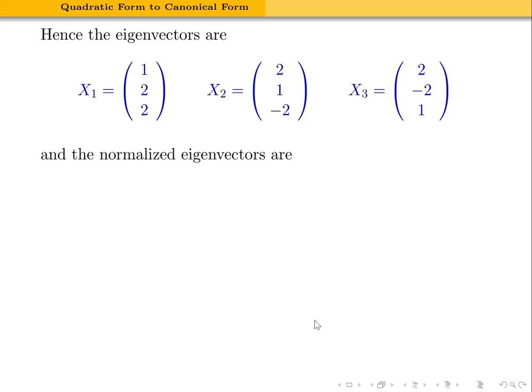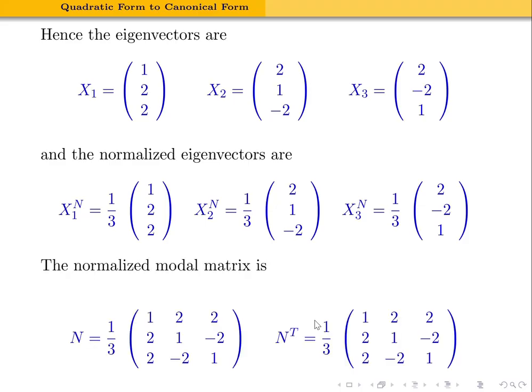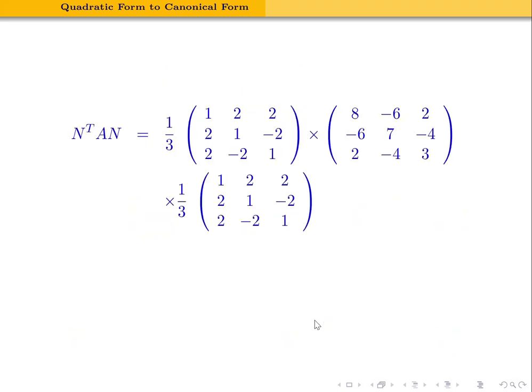Now we are going to find the normalized eigenvector. So x1 transpose x1, the normalized eigenvector is 1 by 3 into 1, 2, 2. Similarly x2, x3. So the N is nothing but the normalized matrix, and N transpose is the transpose of the normalized matrix. Now we want to find the diagonalization. Diagonalization is nothing but N transpose A into N. So we can replace N transpose, the A matrix and the N matrix. Multiplying them, we will get D.